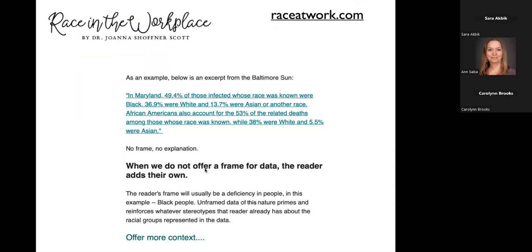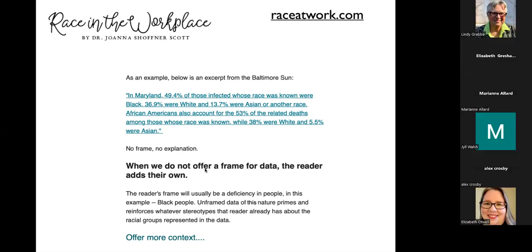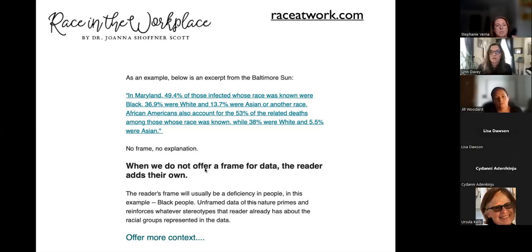In Maryland, 49.4% of those infected whose race was known were Black, 36.9% were white, 13.7% were Asian, et cetera, et cetera. So there's no frame. It's just a data dump. And she points out when we don't offer a frame for data, the reader's going to add their own, right? And the reader's frame is usually a deficiency in people. In this example, Black people. Why are they 49.4% of those infected? Unframed data primes and reinforces stereotypes that the reader already has.